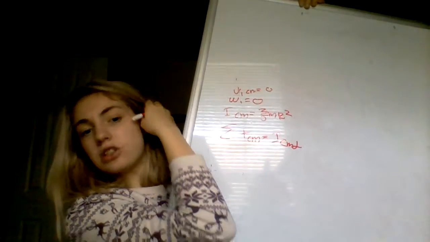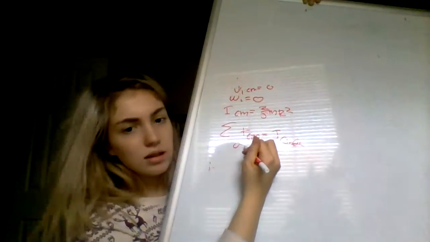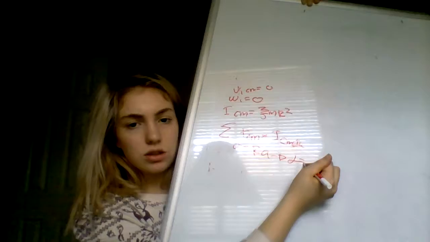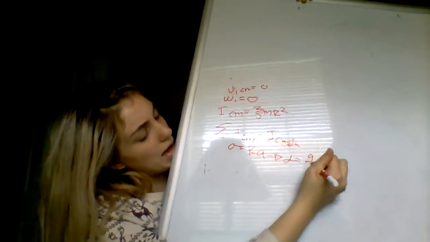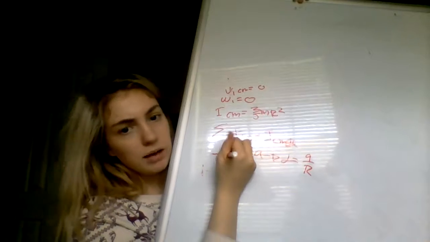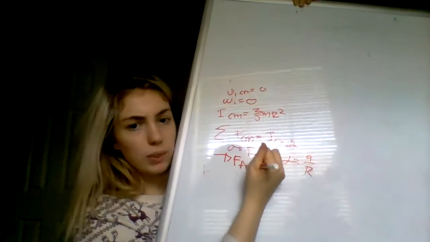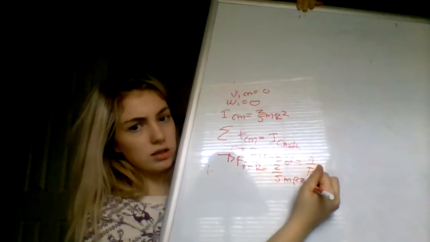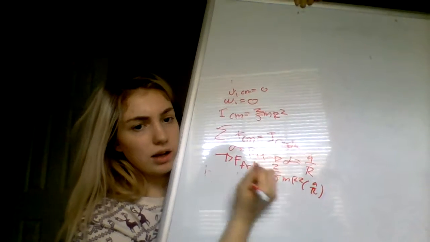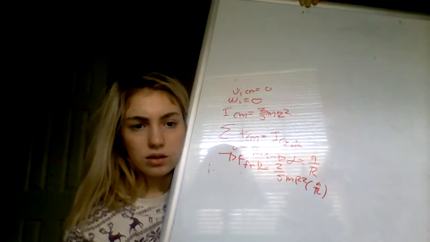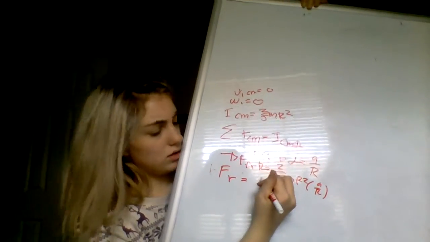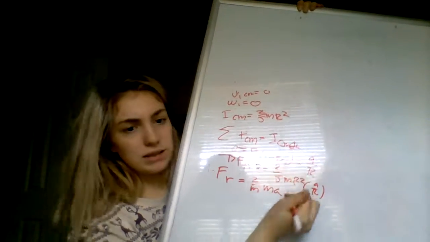for a not slipping condition, we have that this is equal to, which can be converted to a over R, which once again can be converted to, which will equal 2/5 mr squared a over R. And then we get that this equals 2/5 mass times acceleration.